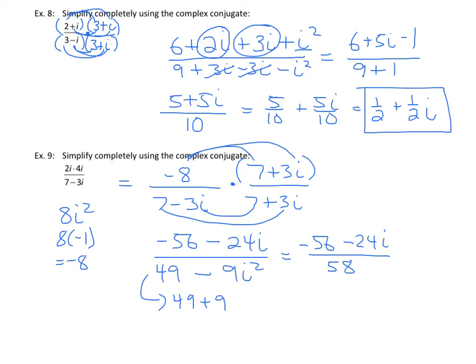Now, we want to write it in a plus bi form, so we distribute the denominator. We get negative 56 over 58 minus 24i over 58. And we simplify these if they can be simplified. We get negative 28 over 29 minus 12 over 29 i.